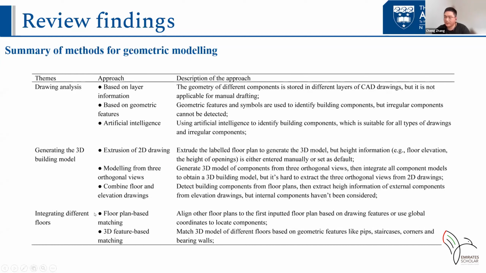The first method is based on floor plan matching, like we first align all the floor plans before we create a 3D model. And the second method is 3D feature-based matching, like we first create a 3D model for each floor, and then we match these 3D models based on geometric features like pipes, staircases, corners, and bearing walls.